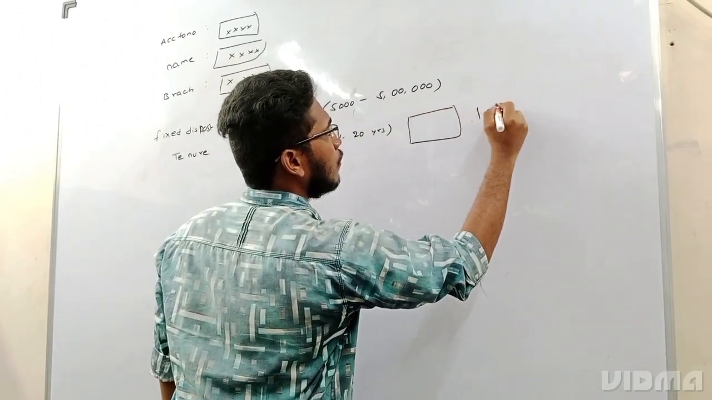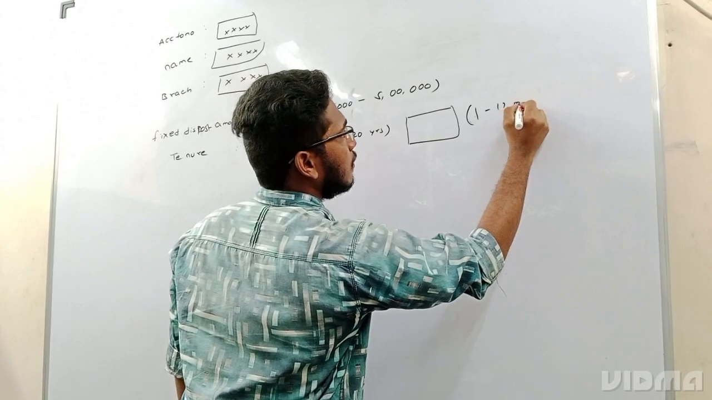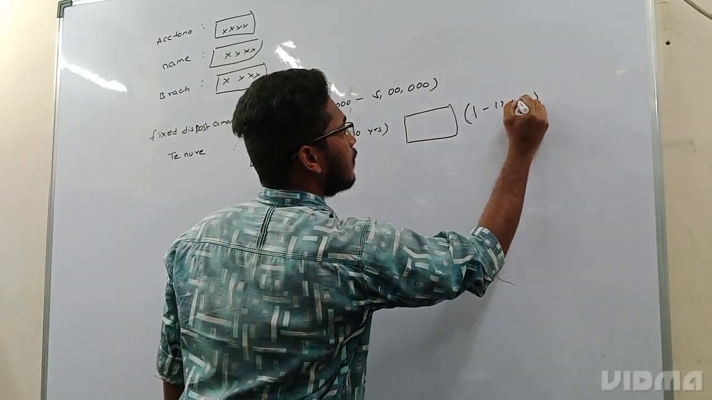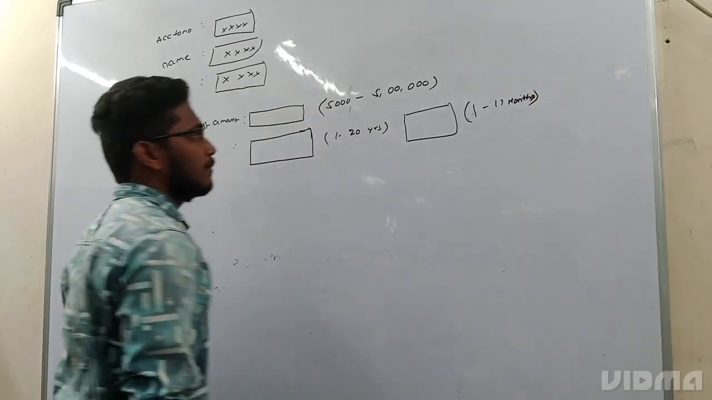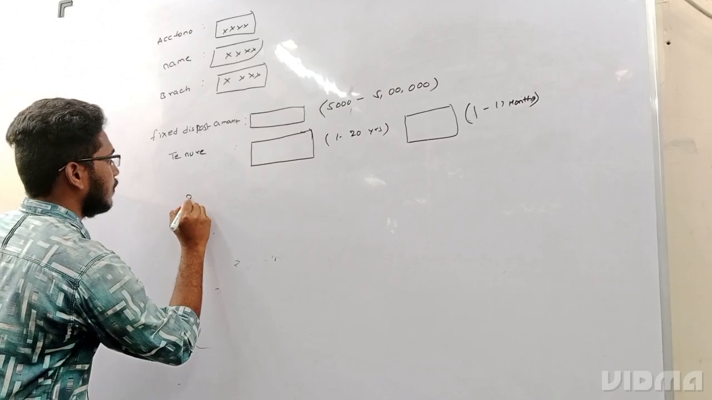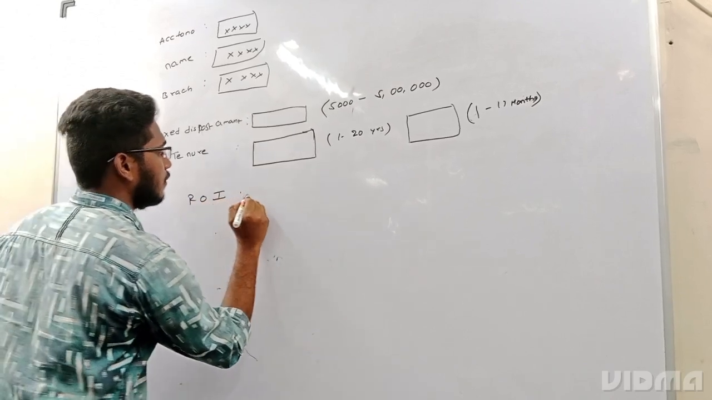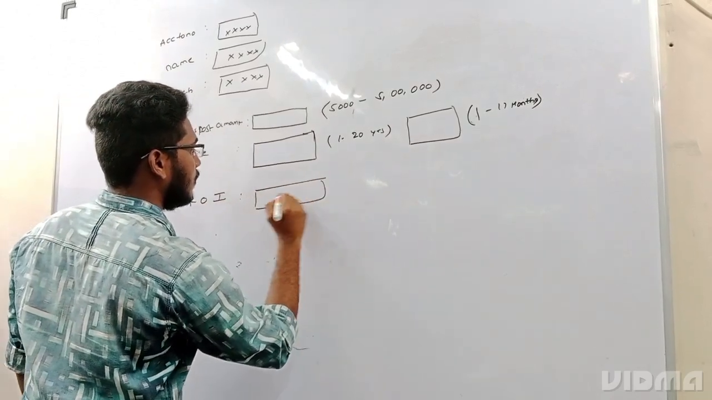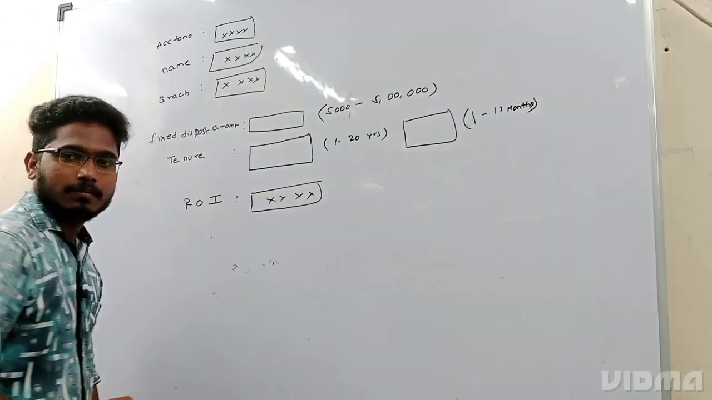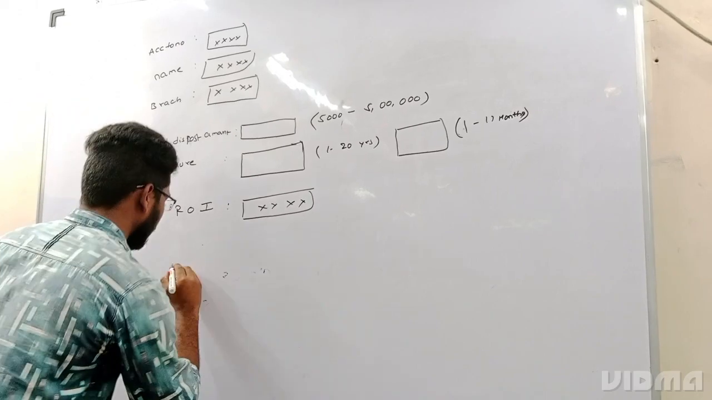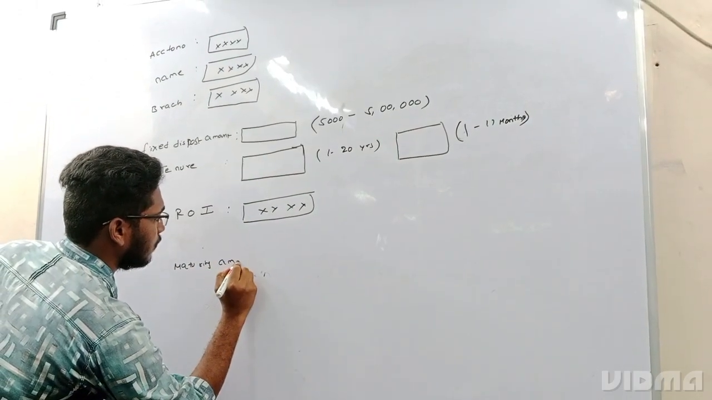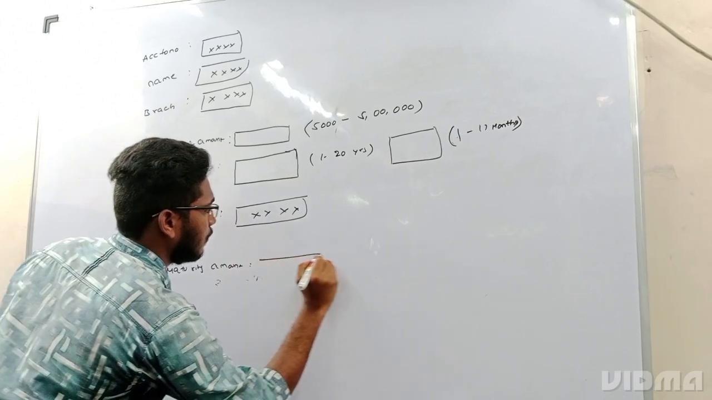Sorry, not 1 to 11 months. Yeah, 1 to 11 months. Wait, I'll tell you the next field. Based on this, your rate of interest, ROI, will be calculated, and it is again auto populated based on these fields. And based on this, your maturity amount is also calculated and auto populated.